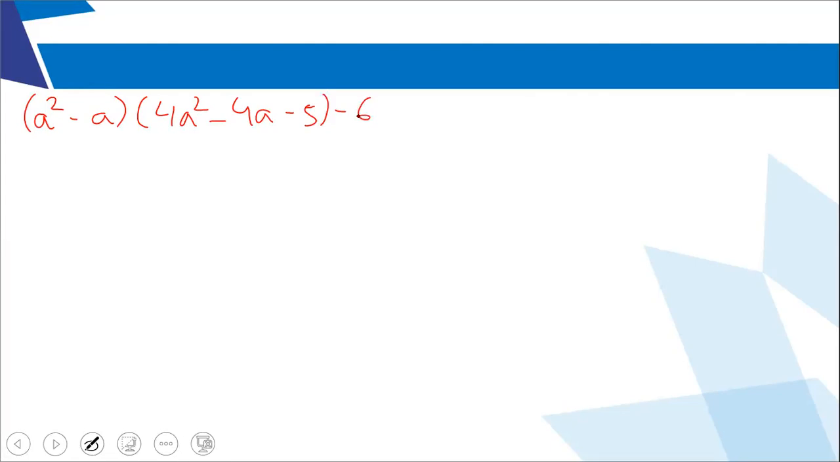A square minus A in one bracket, second bracket 4A square minus 4A minus 5, bracket closed, and minus 6. Excuse me. Switch off your audios.